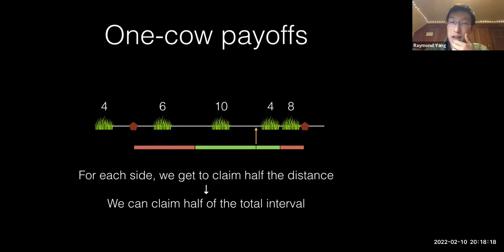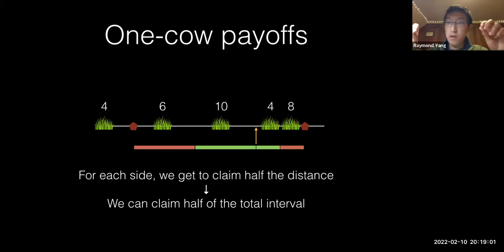So if this yellow arrow is where we put our cow, then on the right side, we get to claim half of the space between ourselves and Farmer Nodge's cow, right? Because the half that's closer to us, well, it's closer to us, so we get to claim that half. The other half is closer to Farmer Nodge, so they claim that. So we claim half of this space on the right, and likewise on the left, we also claim half the space. So actually, in total, we claim half of the total space as well.